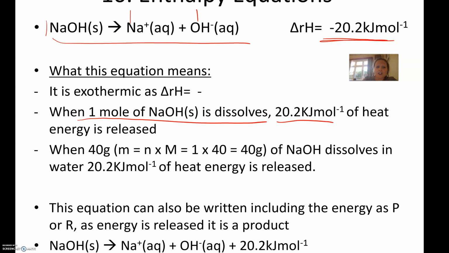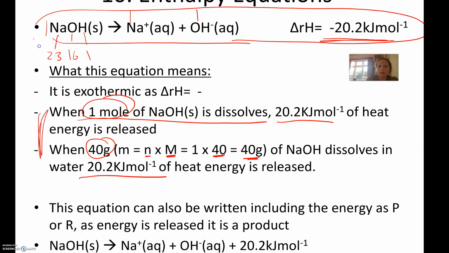We could also say that because 1 mole equals 40 grams. To calculate mass we do number of moles times molar mass. The molar mass of sodium is 23, oxygen approximately 16 and hydrogen 1, so the molar mass of sodium hydroxide is 40. 1 mole times 40 is 40 grams. So we could also say that when 40 grams of sodium hydroxide is put into water, 20.2 kilojoules of heat energy is released. These are the two different ways we could explain what this equation means.